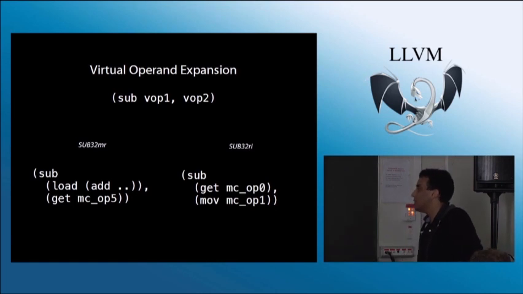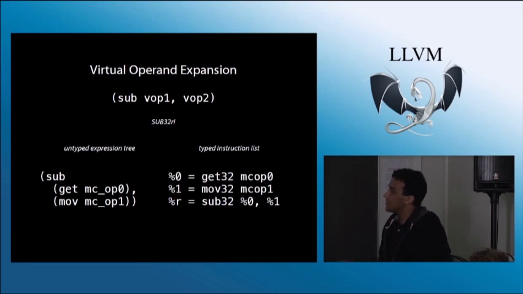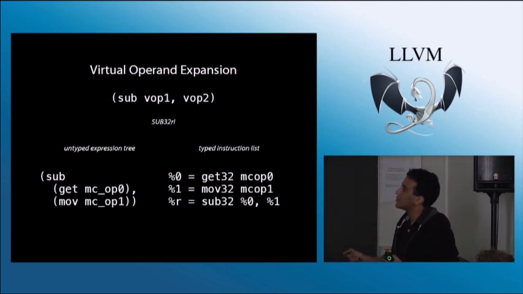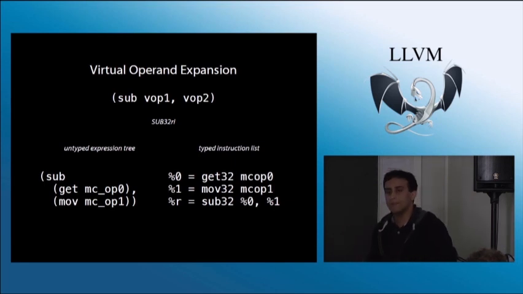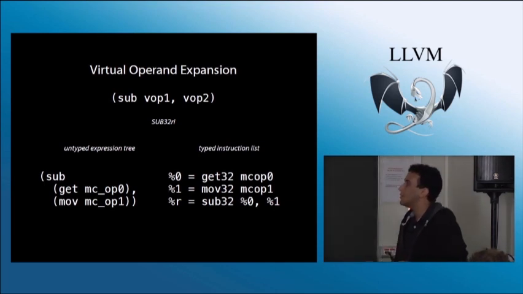Here is another simple example: sub32 RI. With RI, the first operand is a register, the second is an immediate. At this stage we're still at the TableGen stage, writing our semantics in TableGen. What we have is a DAG, and we expand the virtual operands into nodes. We get a tree of the semantics that correspond to this instruction.